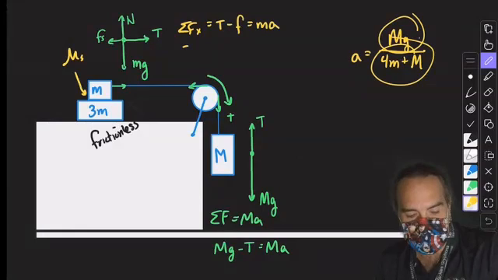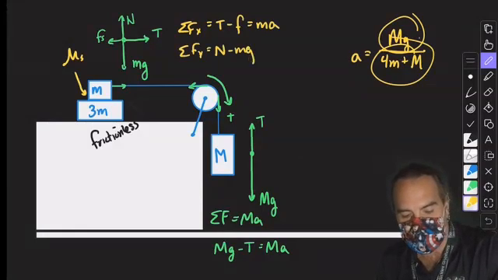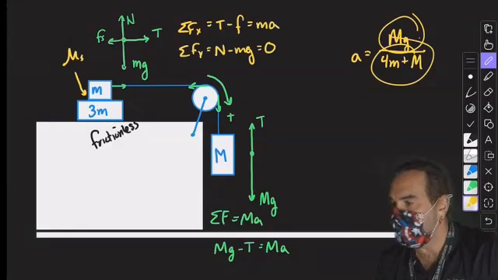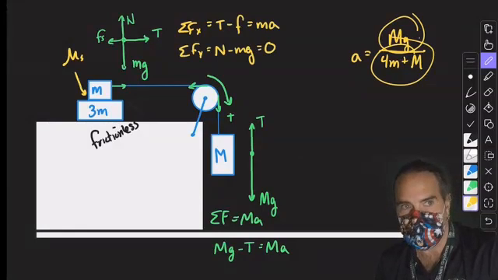And I'm going to need that the net force in the y direction is normal minus weight, and that will equal 0. Because I need the normal force. It's this normal force that causes friction.